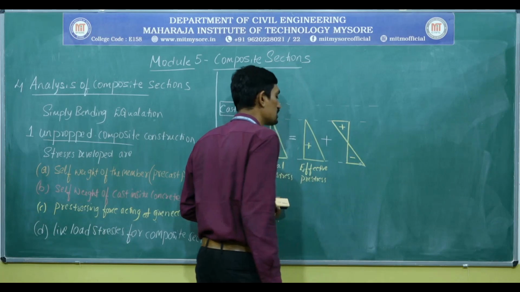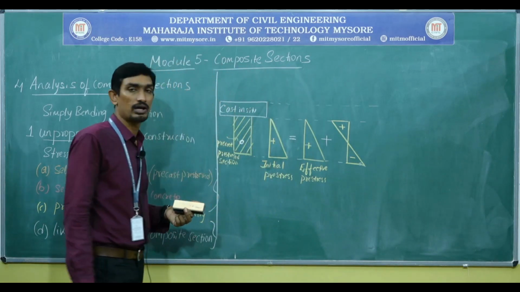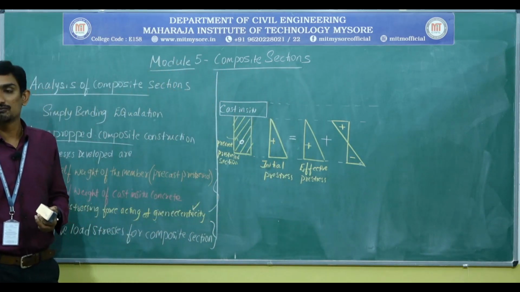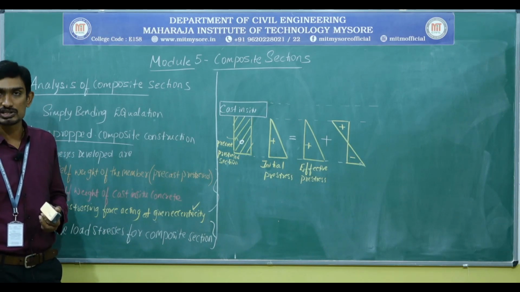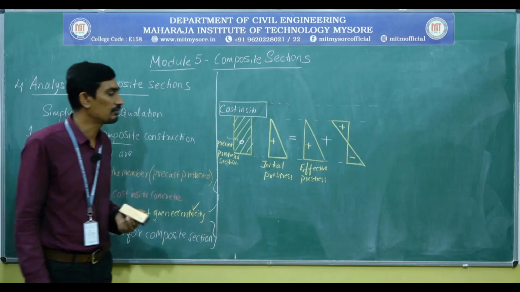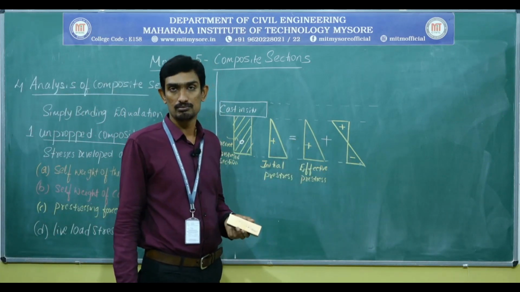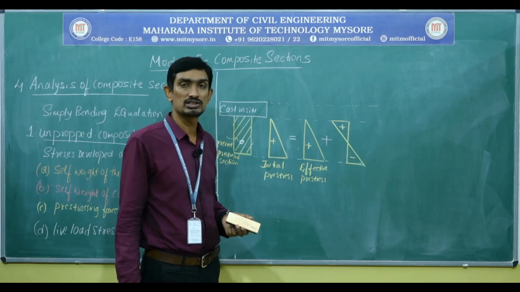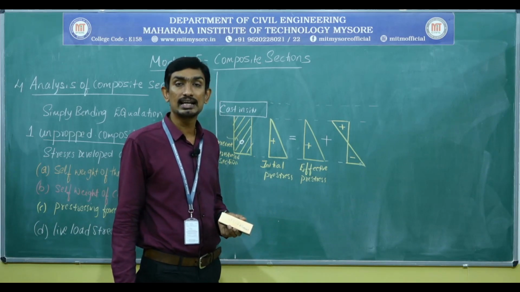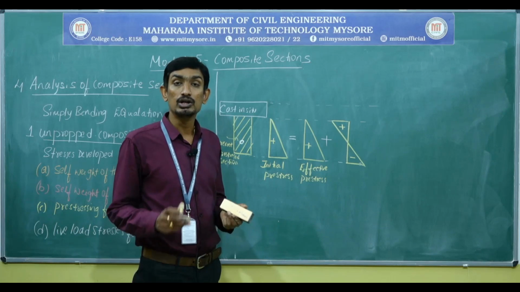Positive, negative. Because I have been told this case, once the self-weight comes into the picture, in the case of any section, the bending stress diagram will be positive at the top and negative at the bottom. That means compressive stresses will be developed at the top and tensile stresses will be developed at the bottom due to dead load.